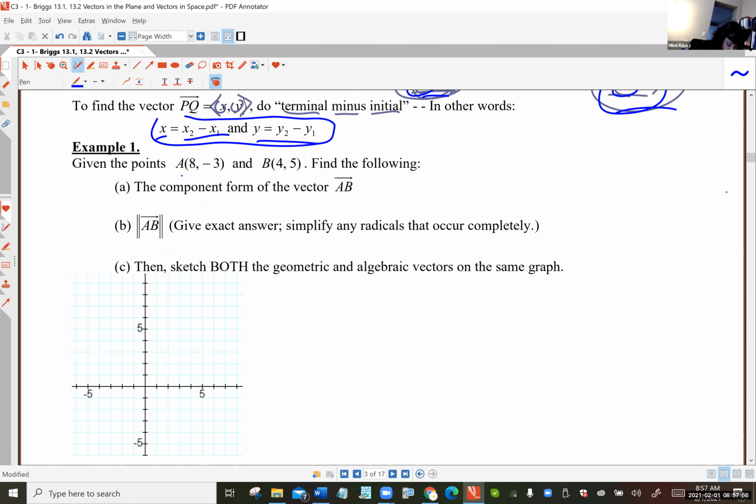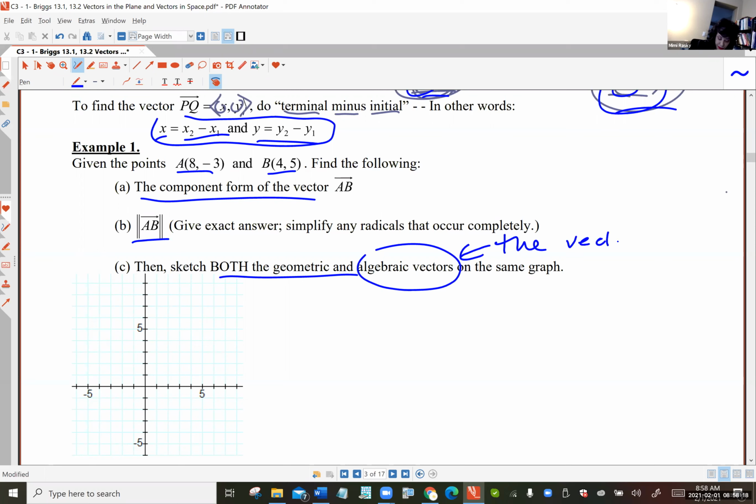So I'm giving you a point A and a point B, and we're going to do 3 things. We're going to find the component form of the vector AB. We're going to find the magnitude of AB. And then we're also going to sketch the geometric and the algebraic vectors on the same graph. Well, what's the difference? The algebraic vector is the vector that's in standard position.